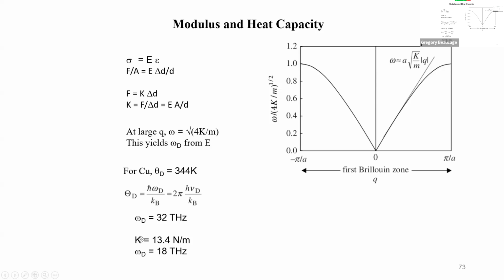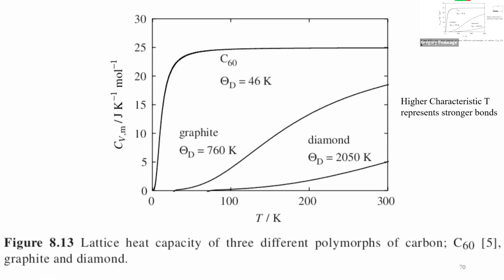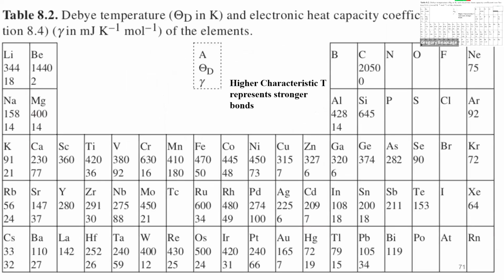Or backwards, if you know the modulus, you can plug it in here. If you know the mass, you can get the frequency. You can calculate theta D, plug it into the Debye function, and then you can get that curve. So it works forward and backward. The modulus will give you the heat capacity, for the acoustic modes.